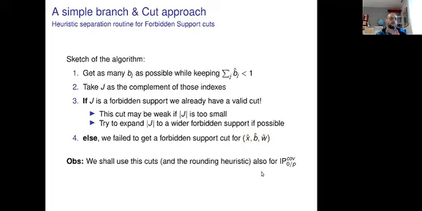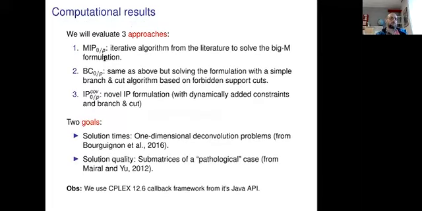So at the end, the three approaches are the original one, the branch and cut, which is the original one, but solving the MIP with these user cuts and these rounding heuristics, and the novel IP formulation with the dynamically added constraints, and also with the elements of the branch and cut to solve the IP, okay?